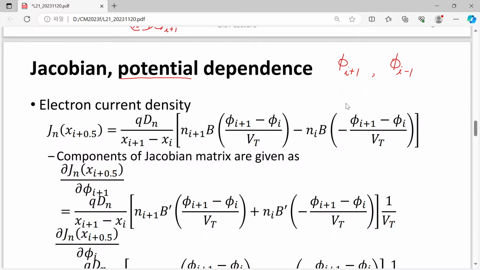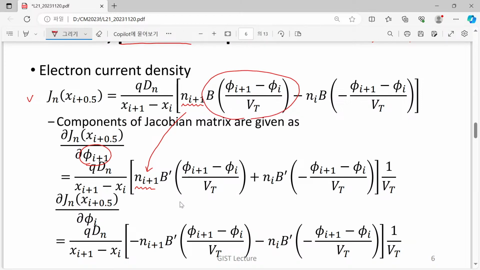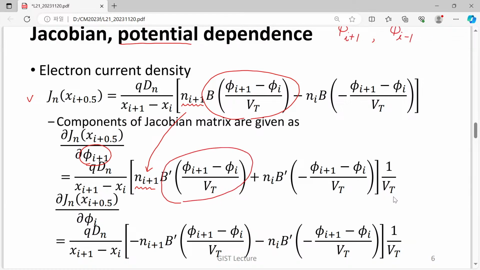So then it is just restated once again here for your reference, and I want to take the partial derivative with respect to phi I plus 1. Then what will happen? Obviously, this n does not depend on electrostatic potential. It is another independent variable. We just keep it and we must take a partial derivative. Its partial derivative can be obtained by not only this one, no, here we have 1 over Vt.